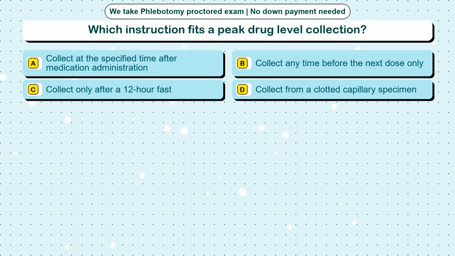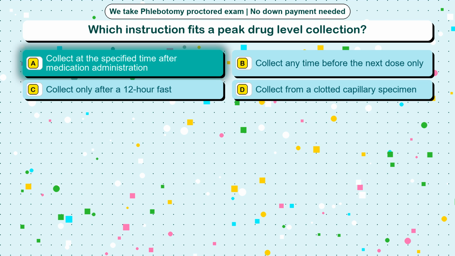Question 75. Which instruction fits a peak drug level collection? Option A, collect at the specified time after medication administration. Option B, collect any time before the next dose only. Option C, collect only after a 12-hour fast. Option D, collect from a clotted capillary specimen. The correct answer is option A, collect at the specified time after medication administration.